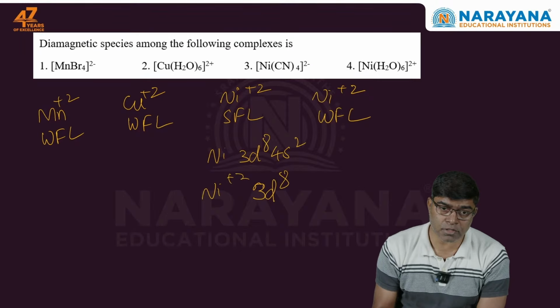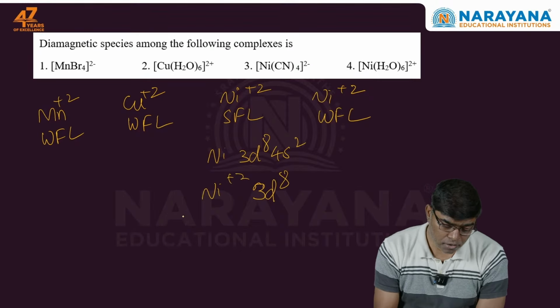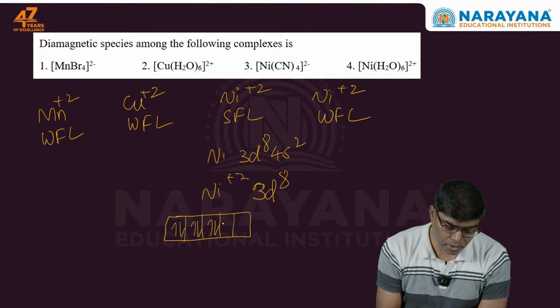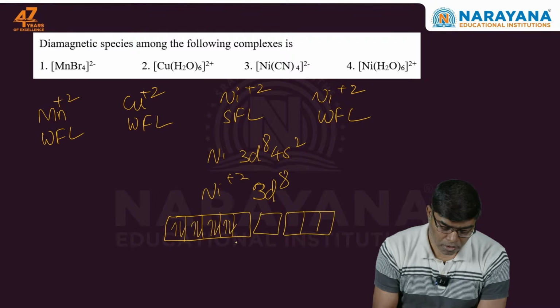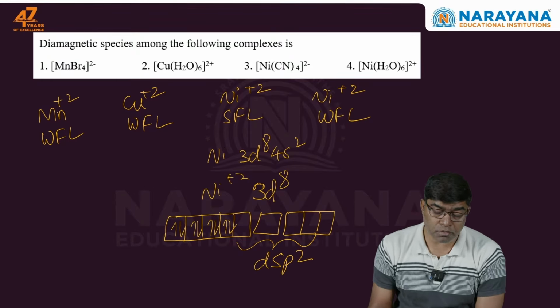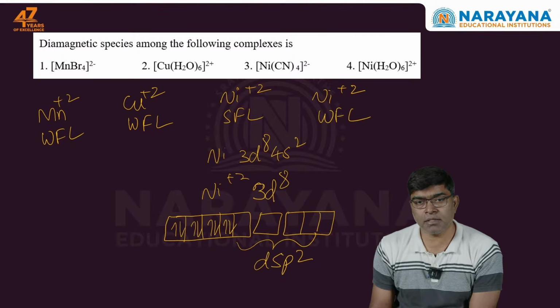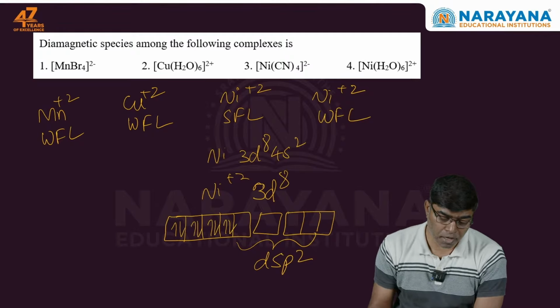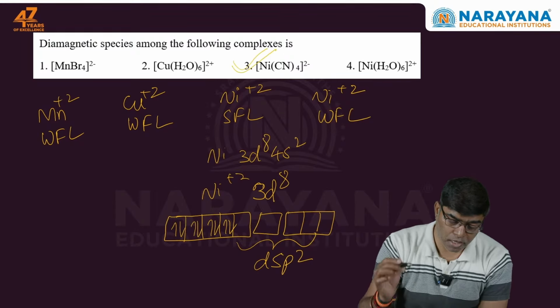the 8 electrons get paired up, creating the vacancy in the d subshell, and thus it undergoes dsp2 hybridization, and therefore nickel plus 2 with strong field ligand, that is Ni(CN)4 2 minus, should be the one where all the electrons are paired up, and thus this has to be the diamagnetic complex.